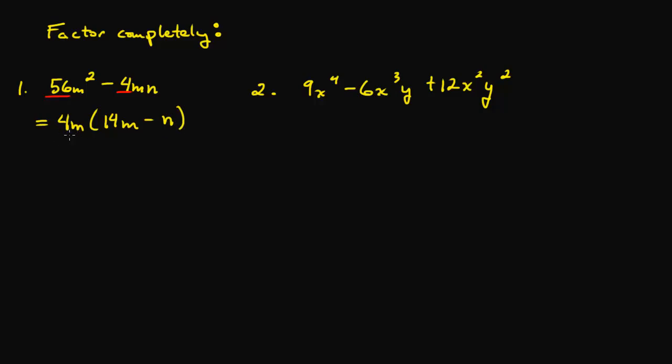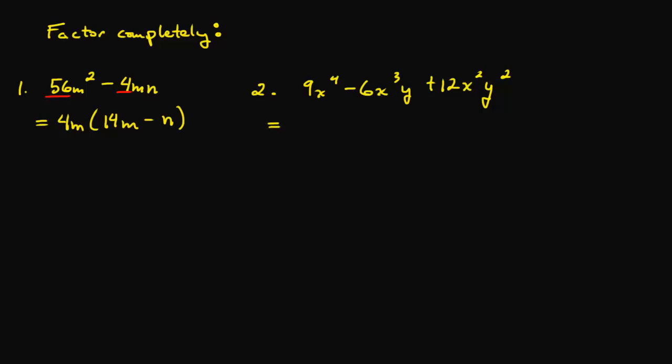So notice that if I were to distribute 4m into the brackets, I would get 56m squared minus 4mn. So all that we've done is undo distribution to write our expression in factored form. We can apply the same principle to polynomials that are more than just two terms.